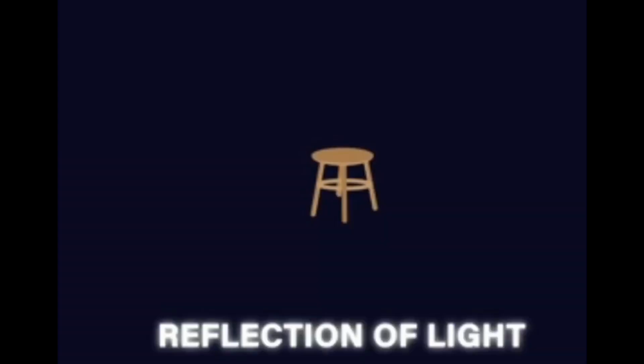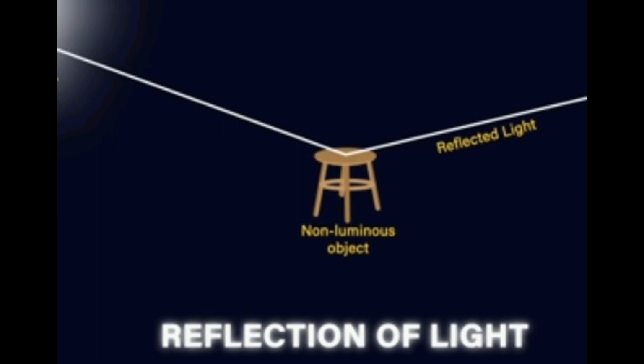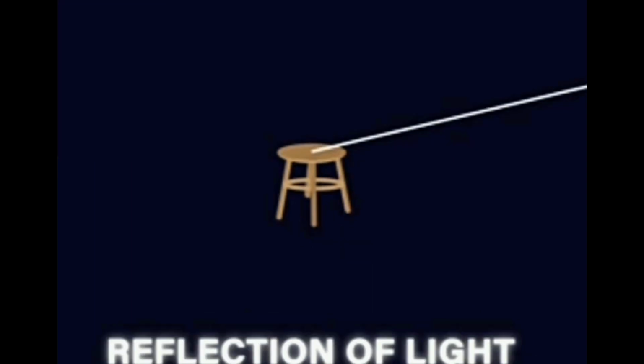These objects reflect the light to our eyes. Where is this light coming from? This light is coming from luminous objects. So how can we summarize this? Let me repeat. The light coming from a luminous object falls on a non-luminous object, then this object reflects the light, and this reflected light reaches our eyes, and that's why we see the object.